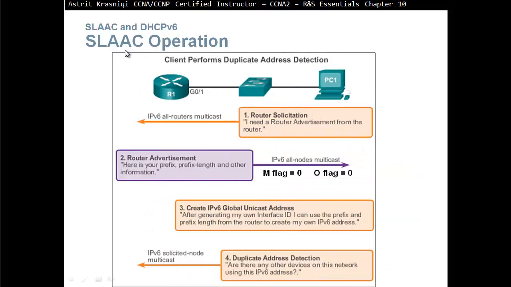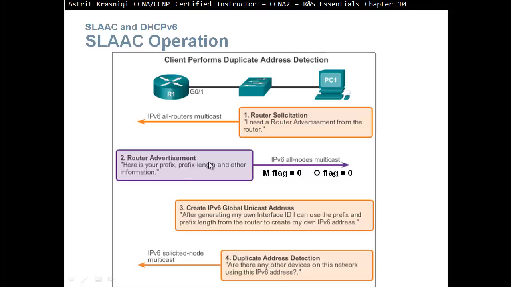So in stateless address auto configuration, the client PC will send a router solicitation message. In that router solicitation, it says, I need a router advertisement from the router. So please tell me what to do. Should I assign myself an IP address, assign myself an IP address and ask the DHCP server for a bit more information, or ask everything from the DHCP server?